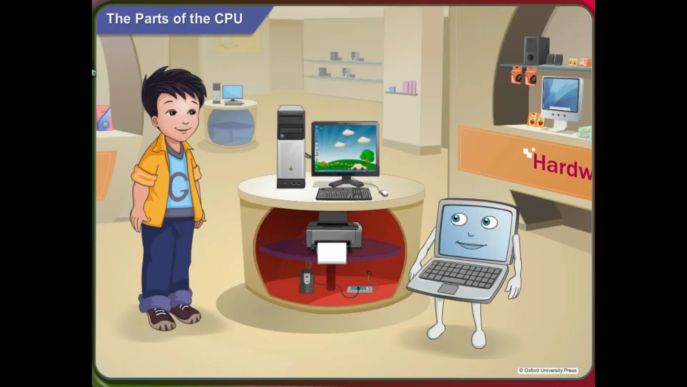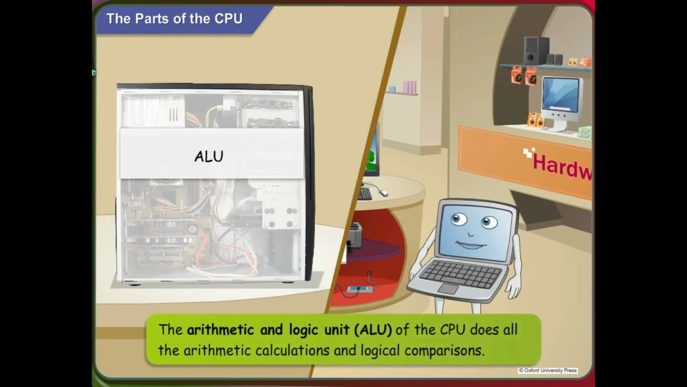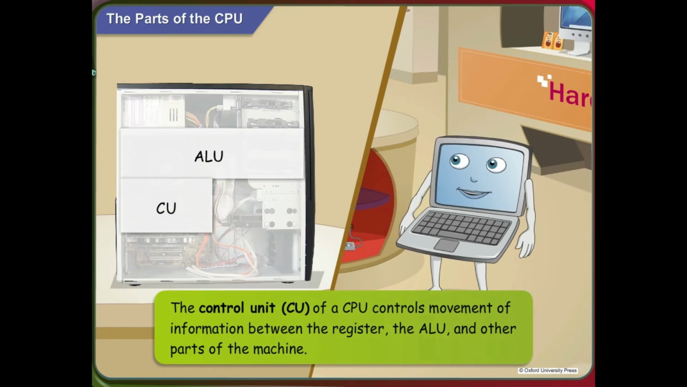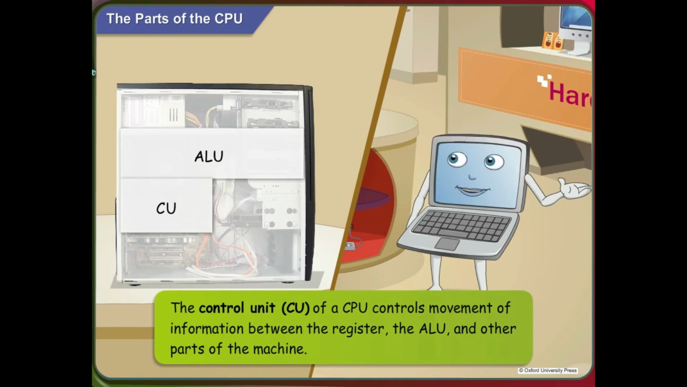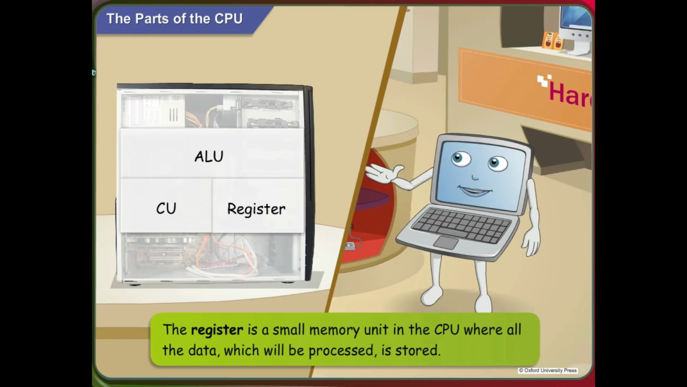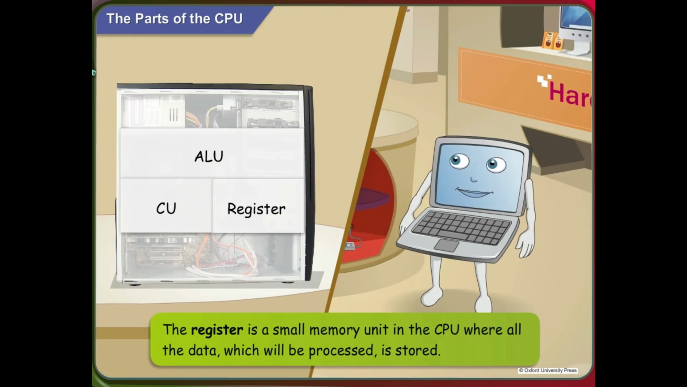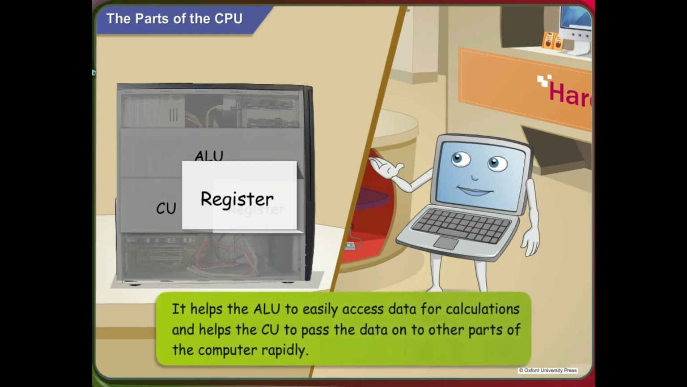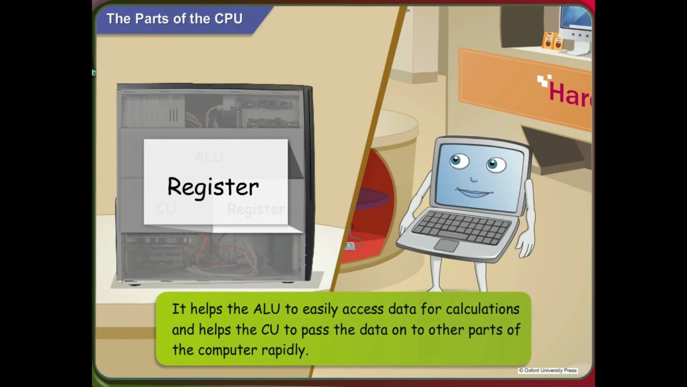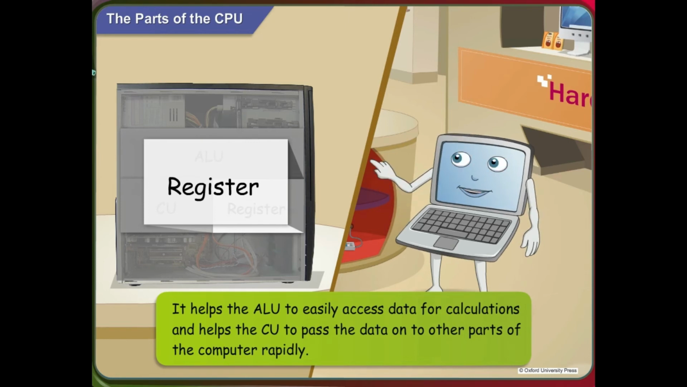What does the arithmetic and logic unit do? The ALU does all the arithmetic calculations and logical comparisons. Okay. What about the control unit? The control unit controls movement of information between the register, the ALU, and other parts of the machine. And the register is a small memory unit in the CPU where all the data which will be processed is stored. The register helps the ALU to easily access data for calculations and helps the CU to pass the data on to other parts of the computer rapidly.